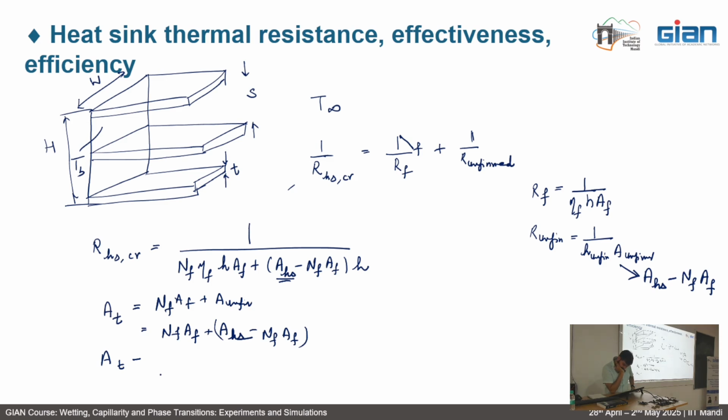Achha, this is one thing I have done a mistake here. So in the case of unfinned area, this is already the total heat transfer surface area. So the fins are totally considered here as well. So here it will just be the area of base. It will not be the complete area, that we already considered there. So AT minus NF AT minus NFAF is equal to area of the heat sink minus number of fins times the area of the base.